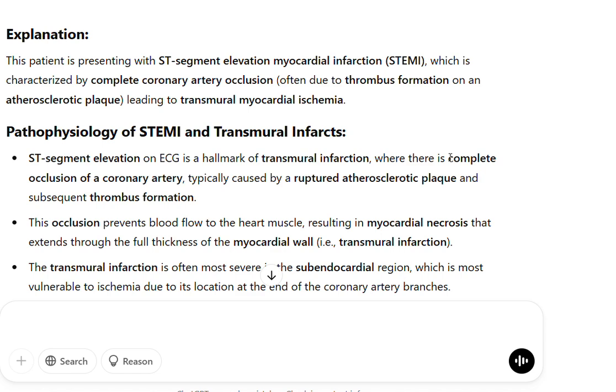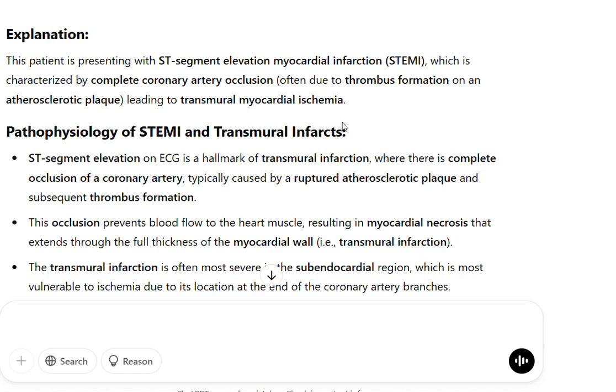Pathophysiology of STEMI and transmural infarcts. ST segment elevation on ECG is a hallmark of transmural infarction, where there is complete occlusion of a coronary artery, typically caused by a ruptured atherosclerotic plaque and subsequent thrombus formation. This occlusion prevents blood flow to the heart muscle, resulting in myocardial necrosis that extends through the full thickness of the myocardial wall, i.e., transmural infarction.